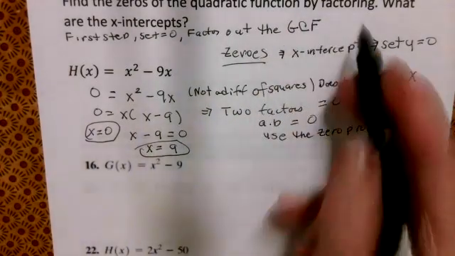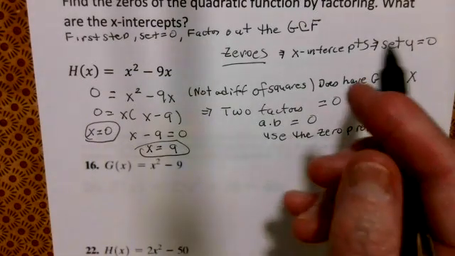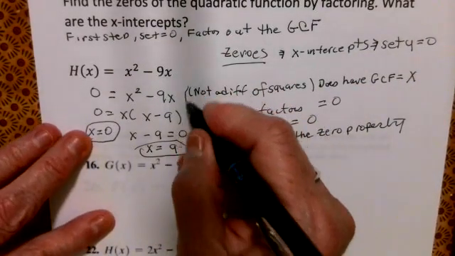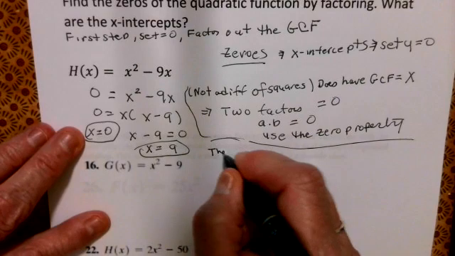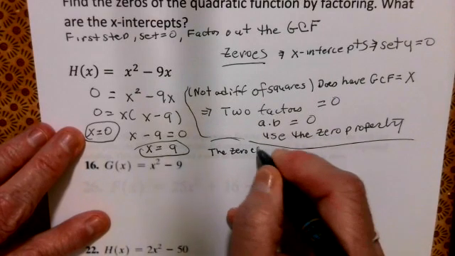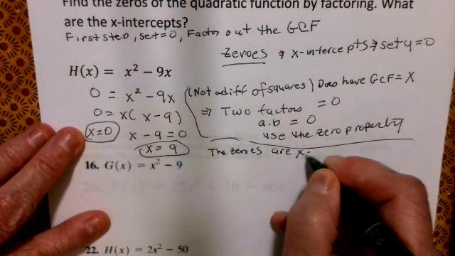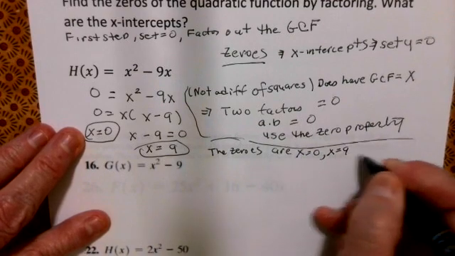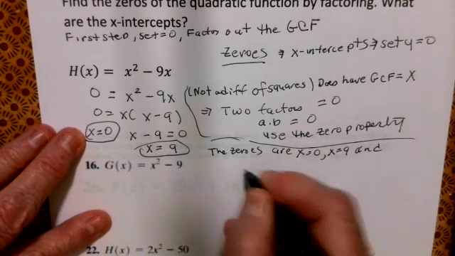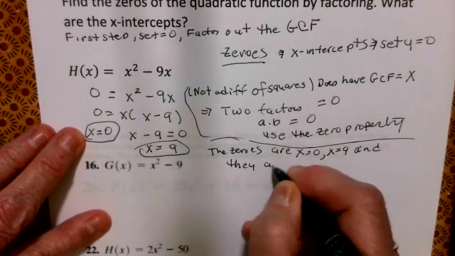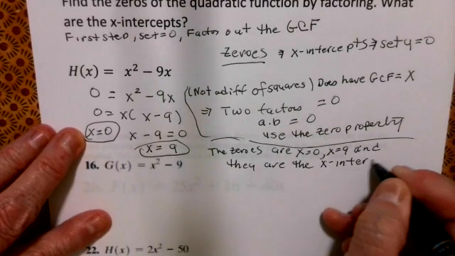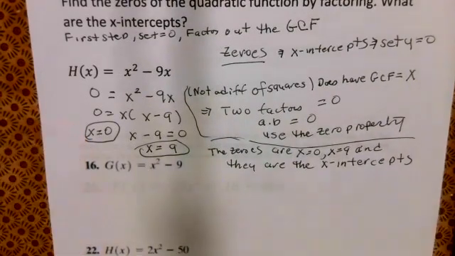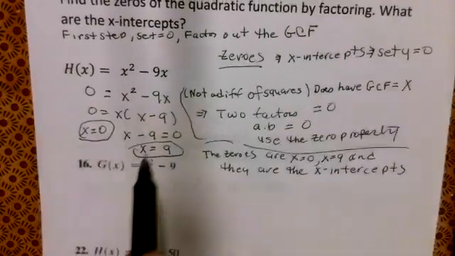Okay, so it asks, find the zeros of the quadratic function by factoring. What are the x-intercepts? Well, I can answer that. The zeros are x equals 0, x equal 9, and they are the x-intercepts. So whatever you get for the zeros, as long as they are real numbers, then that's what we have for the x-intercept.